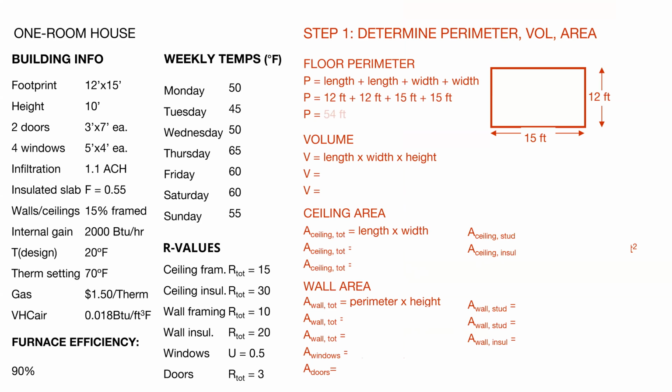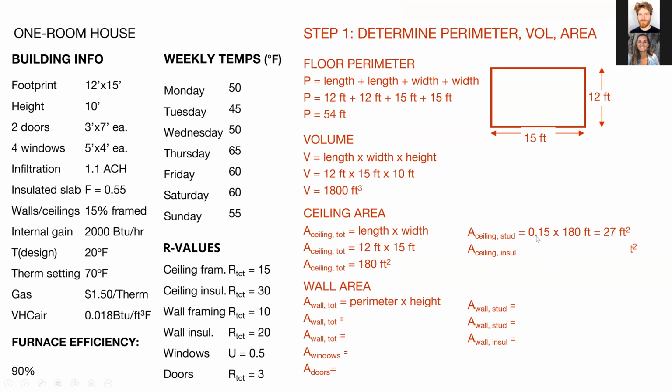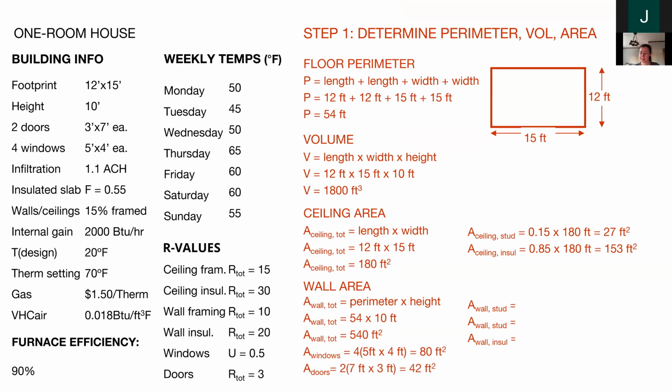So we can start to fill this in, and I'll go through this pretty quickly because it's a long problem. We found the perimeter, the volume, and then those different area values using that percentage of area. So we know that 15% of the walls and ceilings are framed. If we know the total area, we can find the 15% of that, and then the other 85% for the insulation. Then doing a similar process for the walls. We know the area of the 4 windows and the 2 doors, tracking that out, and then knowing the percentage of the wall area that is going to framing, calculating that, and then the leftover area for insulation.